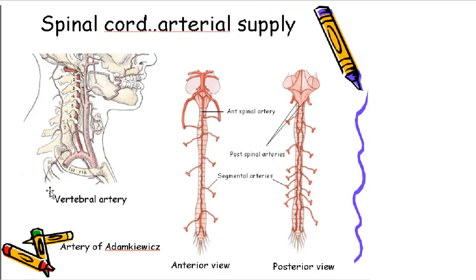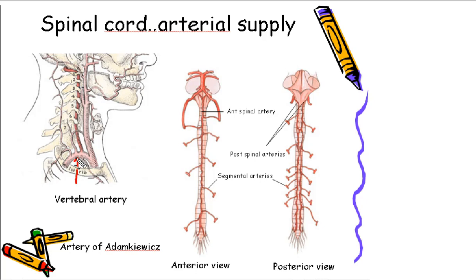Now the main supply of the spinal cord comes from the vertebral artery, which also takes part in the supply of the brain. The vertebral artery is also supplemented by branches from arteries which lie in the region of the vertebral column, and they send feeder branches. Now let's first examine the vertebral artery. The vertebral artery arises from the subclavian, so it arises in the neck.